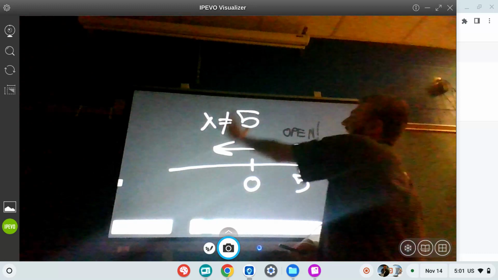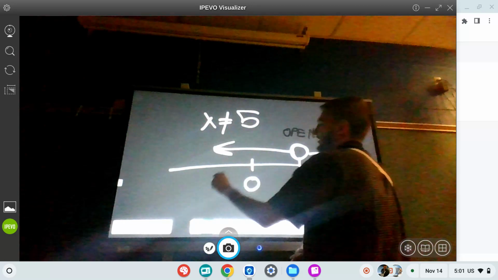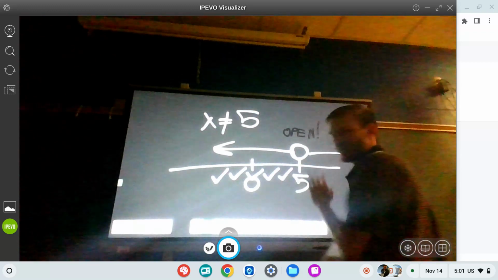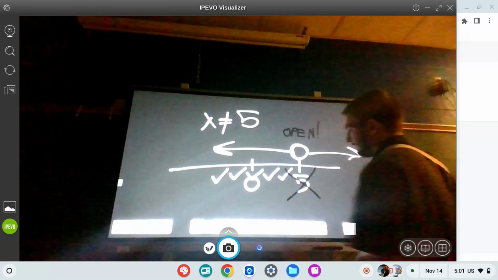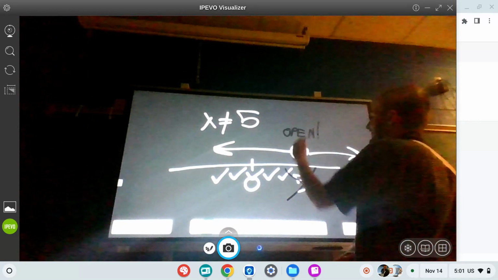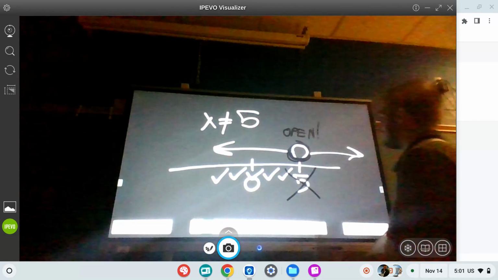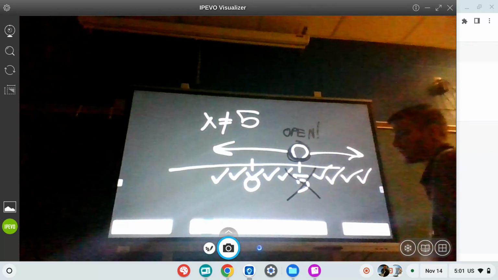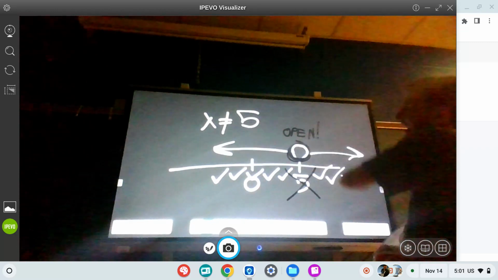This says x is not 5. So as far as I'm concerned, good, good, good, good, good. And then when we get to 5, no good. That's why we have an open circle, so that it's not included. And then after 5, good, good, good, good. That's why we have a directional, both left and right.